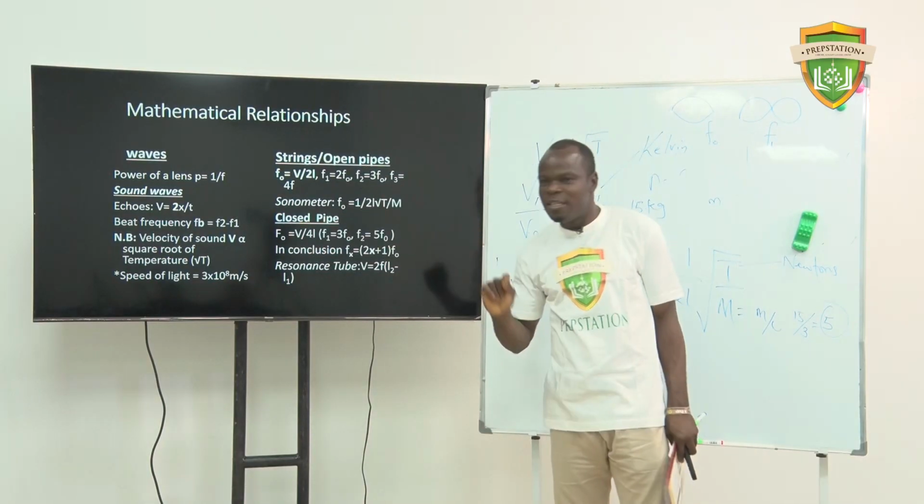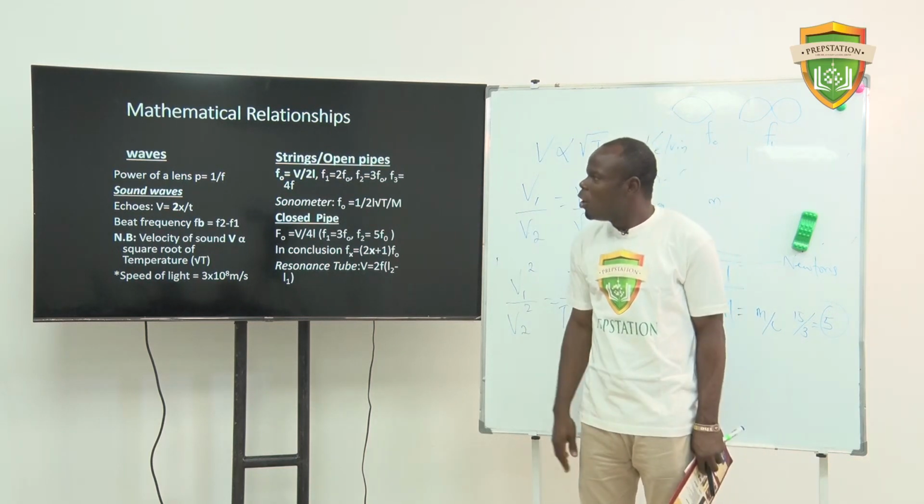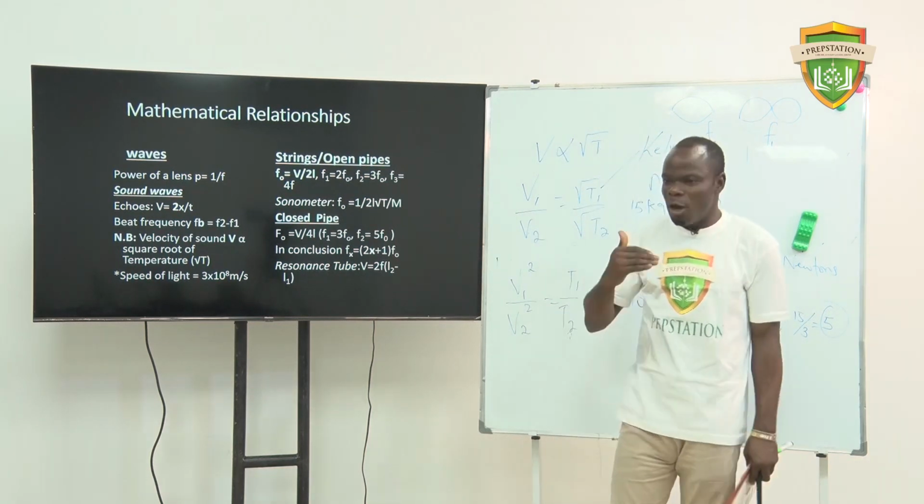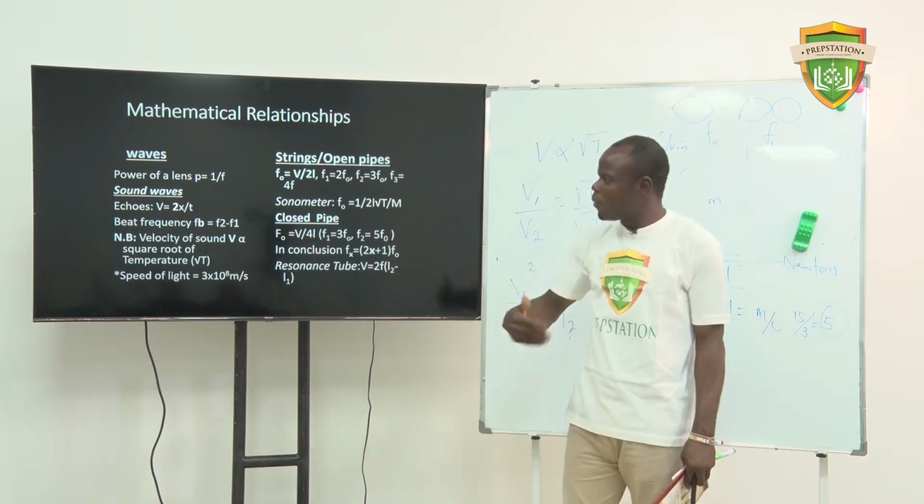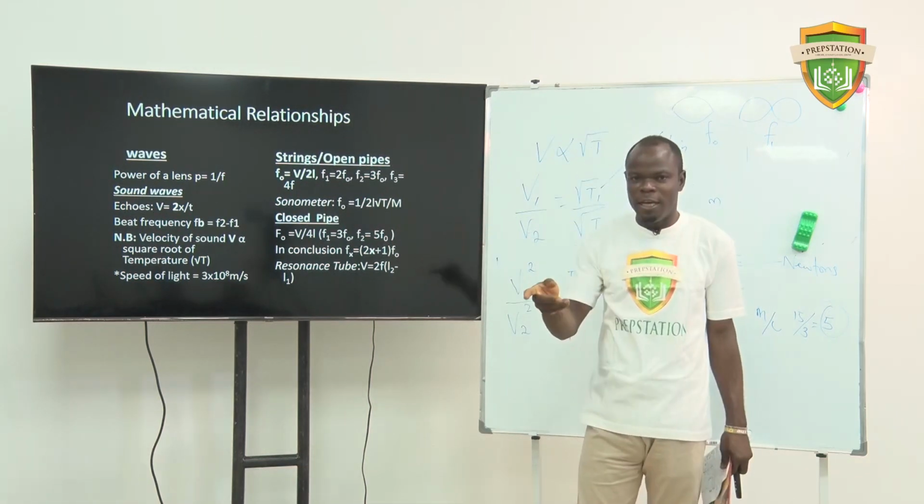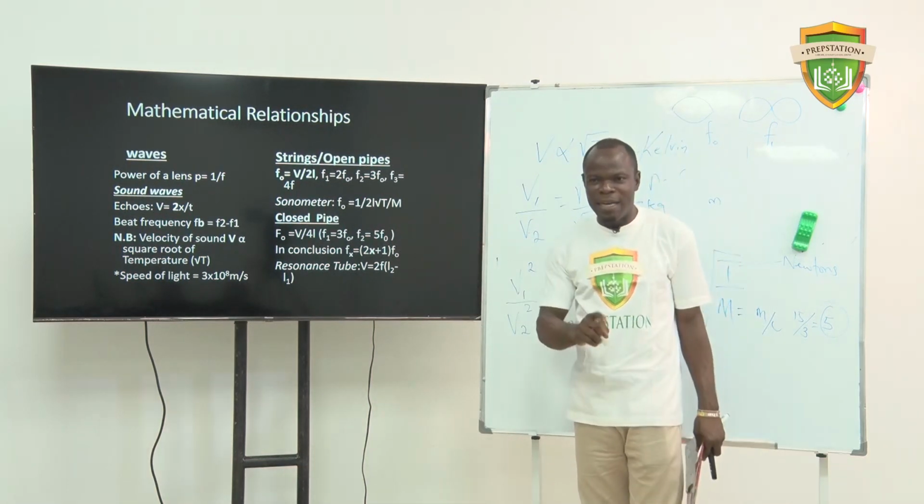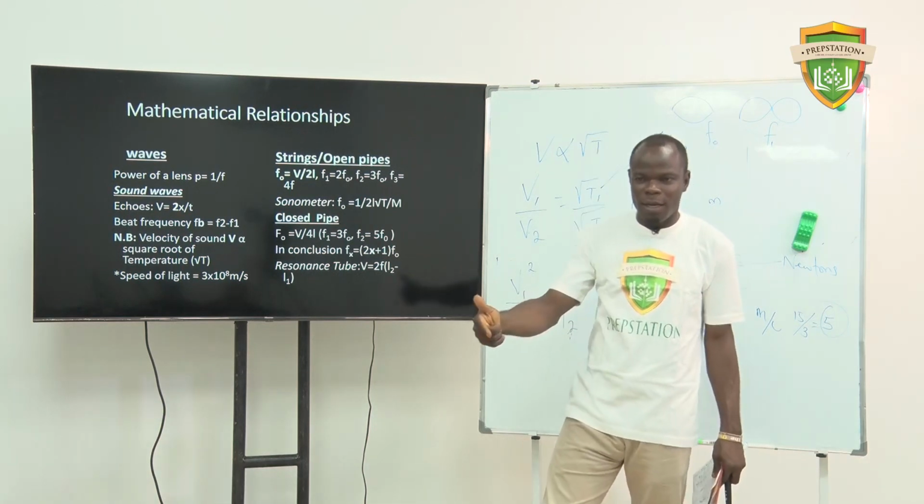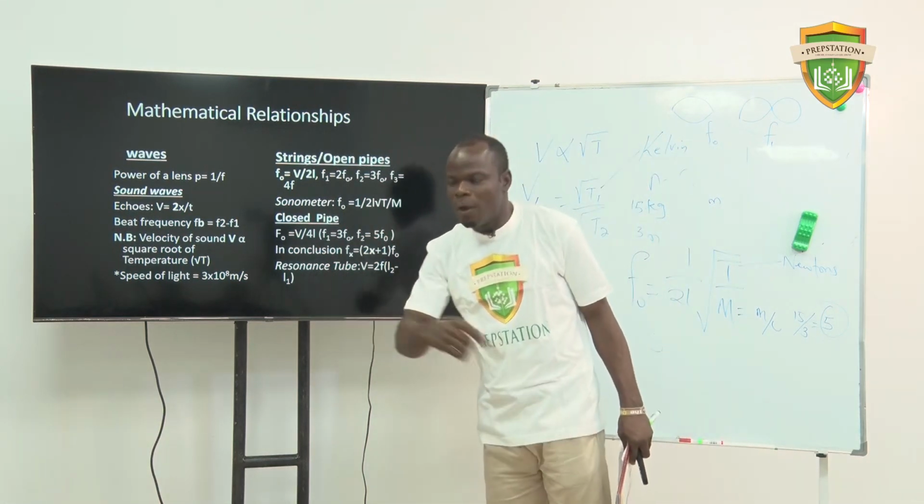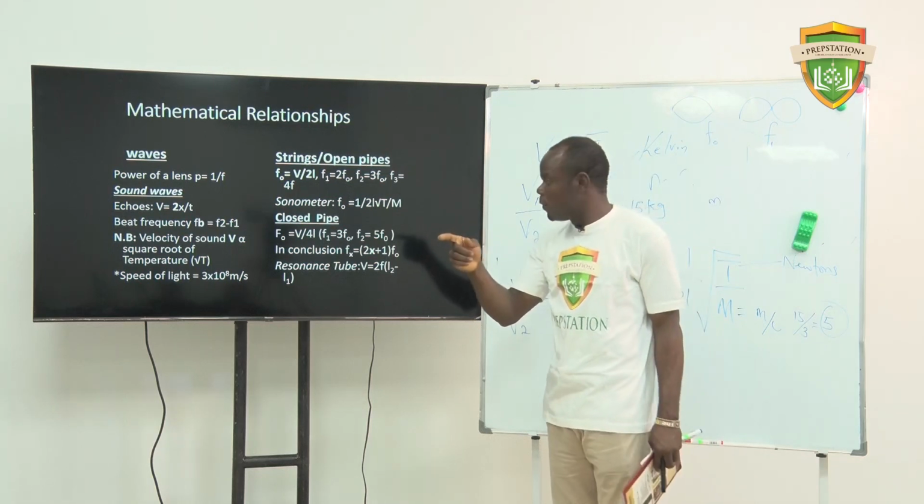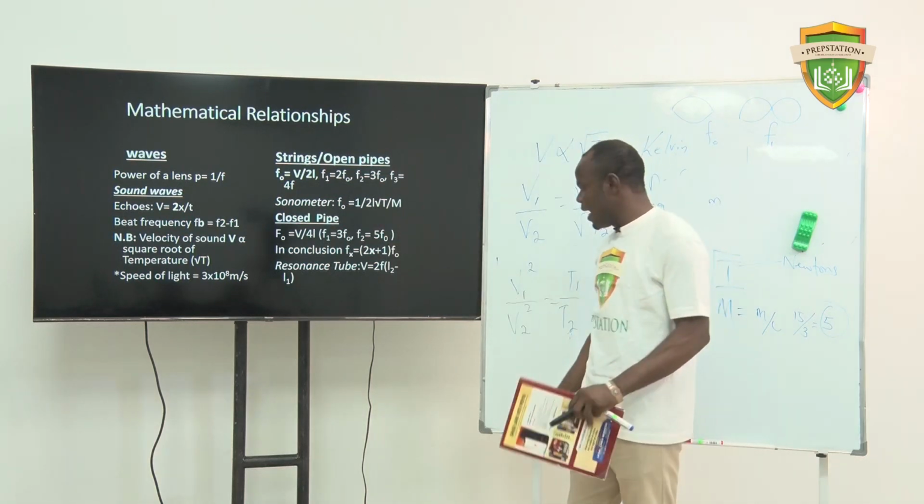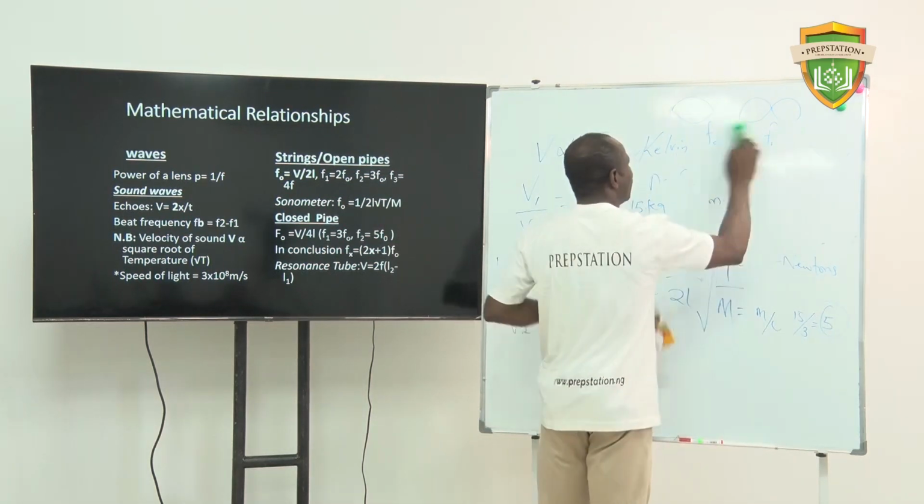This one is a bit different from what happened in open pipe. It moves in odd form. The other one is sequential, but this one is odd in nature. That is, if you have 1, the next number you should be thinking of is 3. After 3, what do you have? 5, and so on and so forth. But the F0 here is V over 4L.